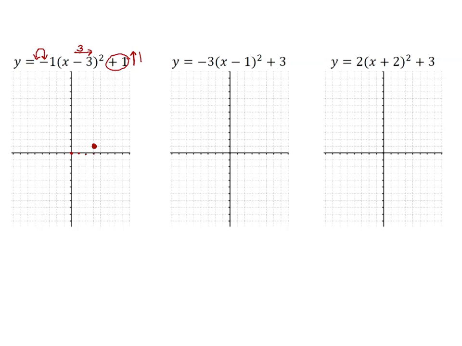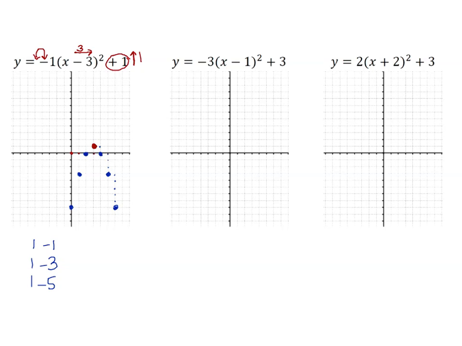Now I'm going to do my 1, 3, 5 pattern to get some more points. Remember, it's always over 1, and then I'm going to go up 1, up 3, up 5. So from this original point, and actually I'm not going to go up this time, I'm going to go down, so I'm going to make these negative. So from my vertex point, I'm going to go over 1, down 1, over 1, down 3, over 1, down 5. 1, 2, 3, 4, 5. I'm going to do the same thing on the other side. Because something we didn't talk about is the symmetry of these parabolas.